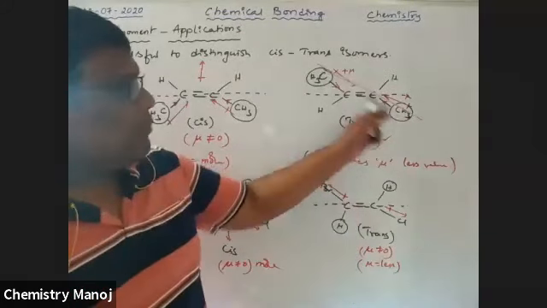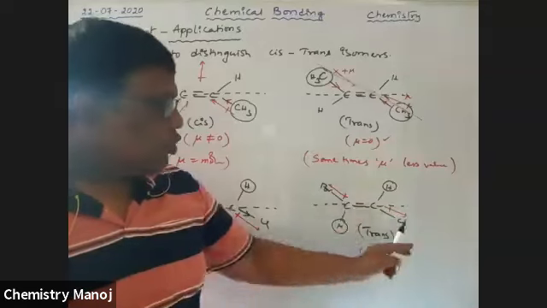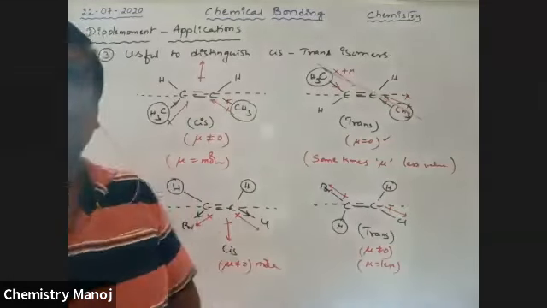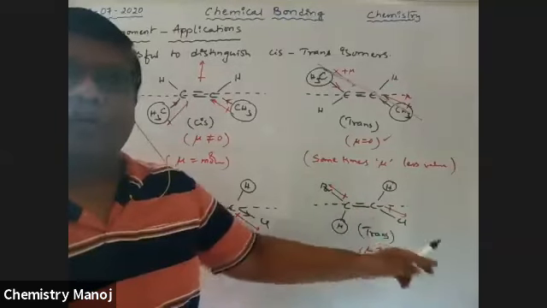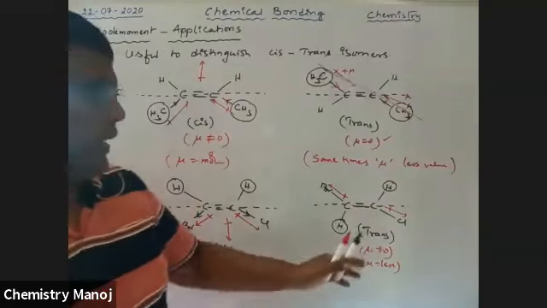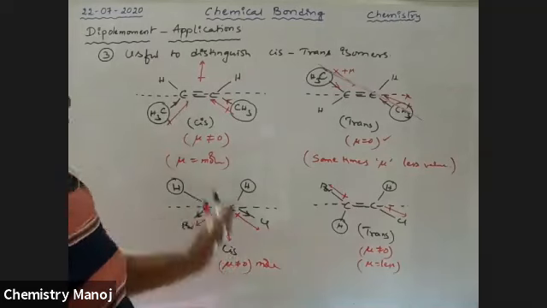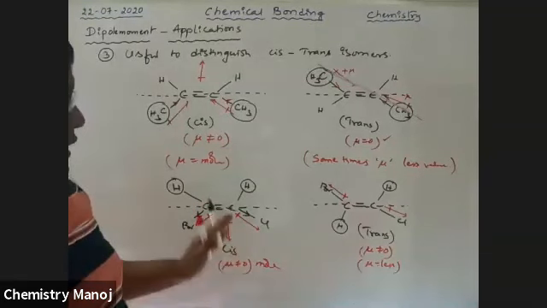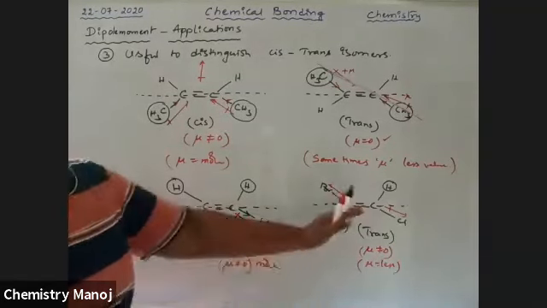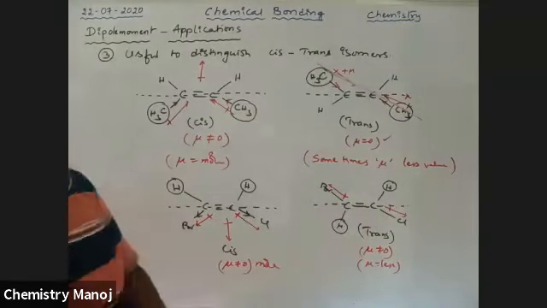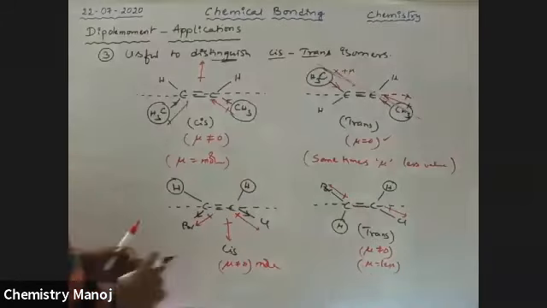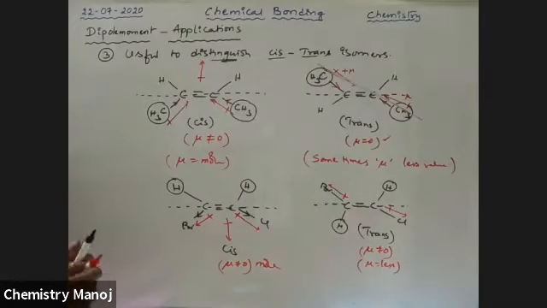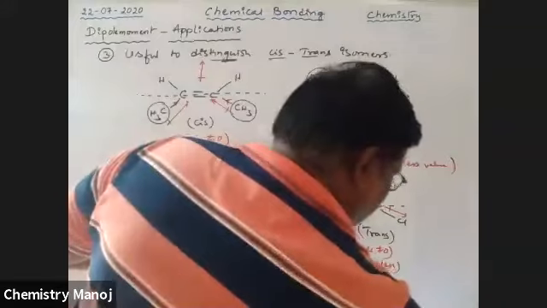Here two groups are same. That's why mu is equal to 0. Here two groups are not same. That's why mu not equal to 0. So if similar groups are there, mu is equal to 0. Different groups are there, mu is not equal to 0. So generally cis compounds have more mu value. Trans compounds have less mu value. And based on these concepts, we can distinguish the cis compound and trans compound. Next.